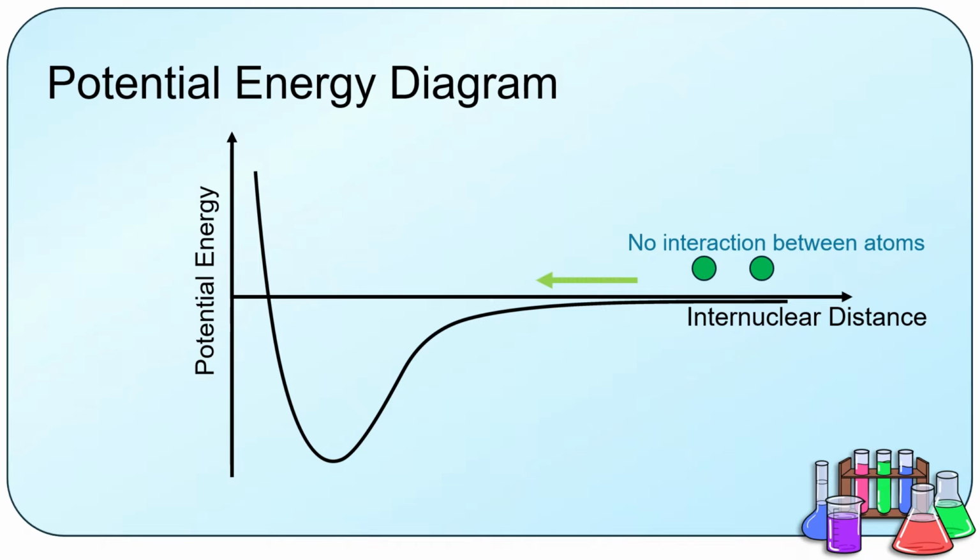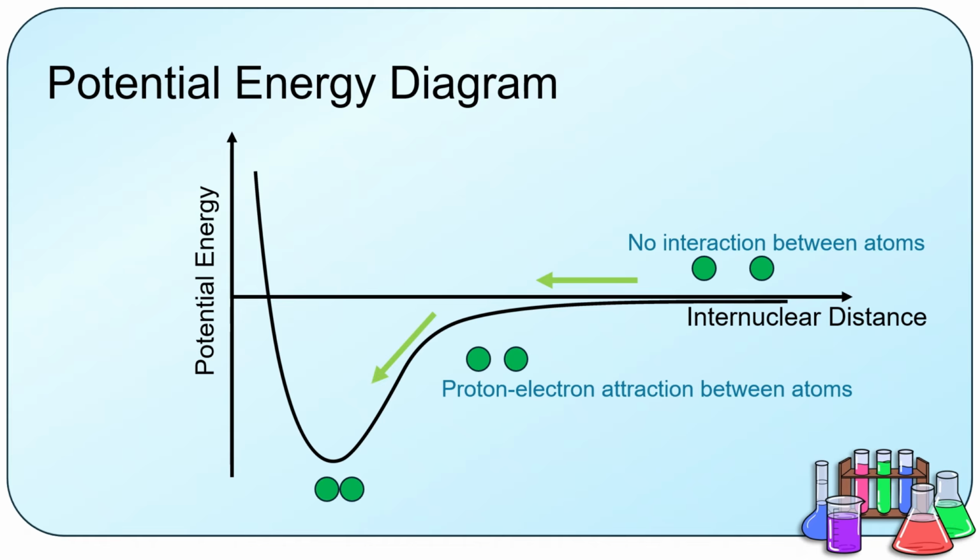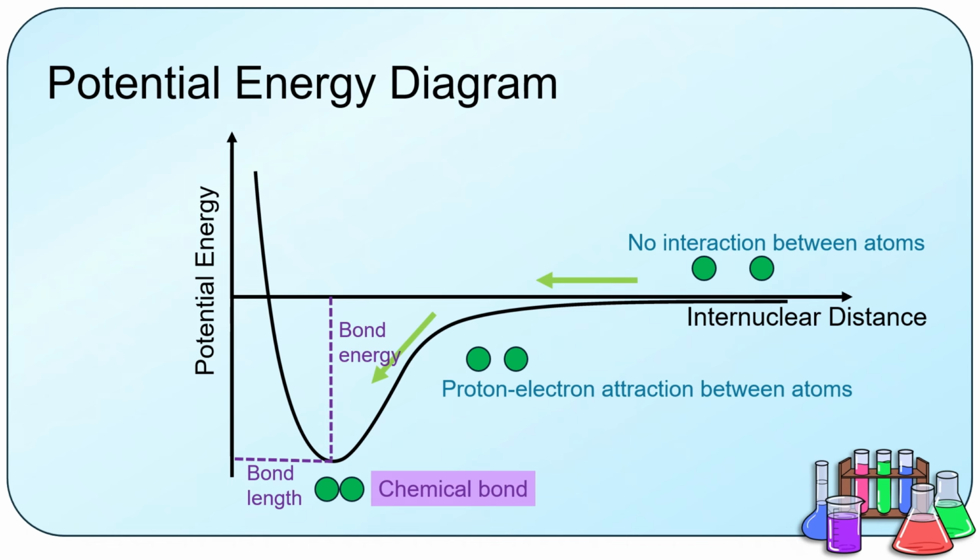As the atoms get closer, there starts to be attraction. One element's protons start to attract the other element's electrons and vice versa. The energy going down means there's attraction. When we get to this lowest point, this is when the chemical bond happens. This internuclear distance is called the bond length, and this energy is called the bond energy. If the atoms get even closer together, the protons will start to repel each other and the energy shoots up. When we look at these potential energy diagrams, we want to focus on where this chemical bond happens.